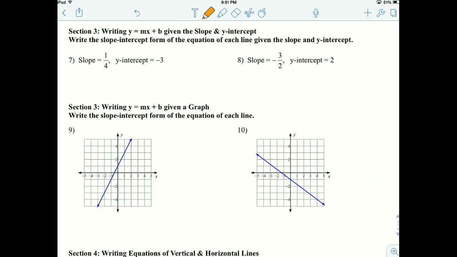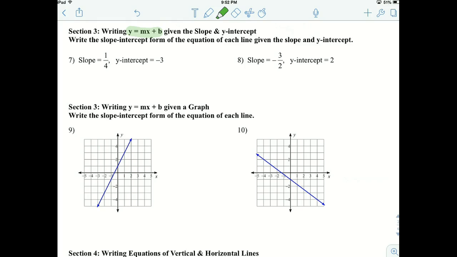Here in section 3, we're going to look at writing the full equation of a line, not just finding the slope. One common form to write an equation of a line is y equals mx plus b, and that is called slope-intercept form. The reason it's called that is because it uses the slope and the y-intercept and relates x and y using those.